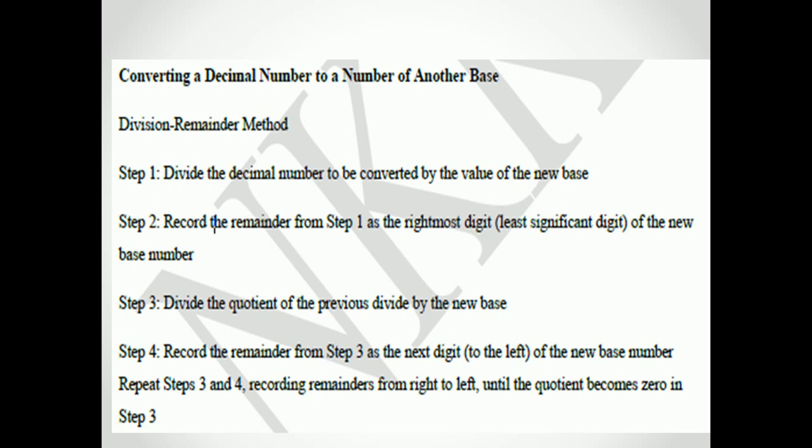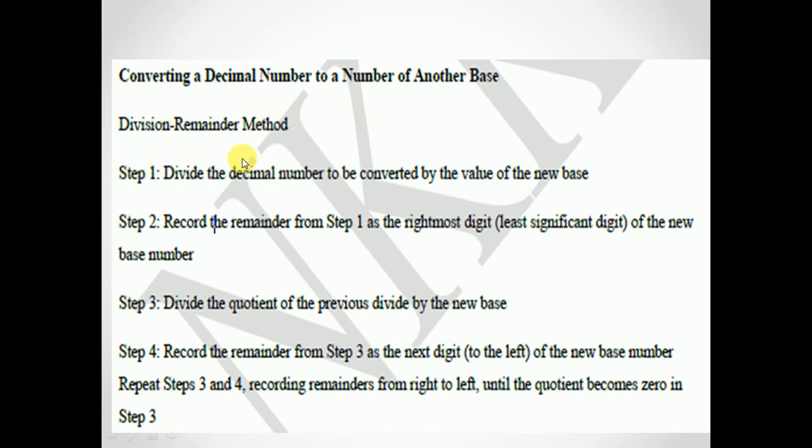2, sir. If you divide 12 by 5, the quotient will come as 2, and the remainder will also come as 2. Okay, good. So this is a simple division remainder method.